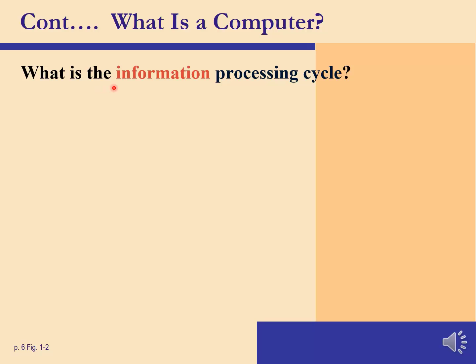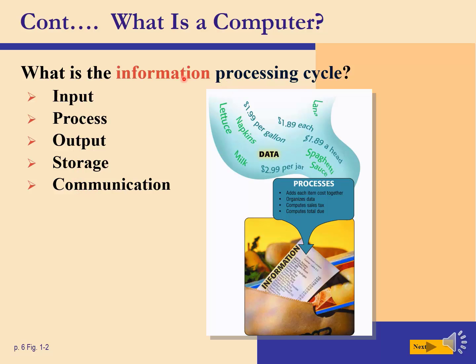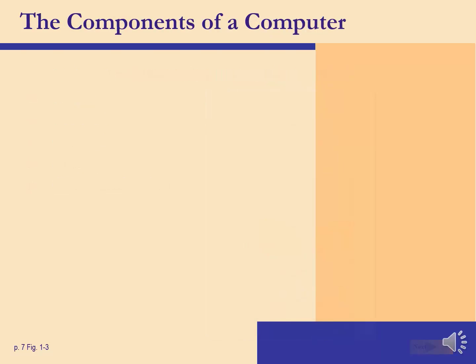What is the information processing cycle? Input, processing, output, storage, communications. These are the five steps of the information processing cycle, starting from input, processing, output, storage, communication, and then again maybe back to input. This is called the information processing cycle.